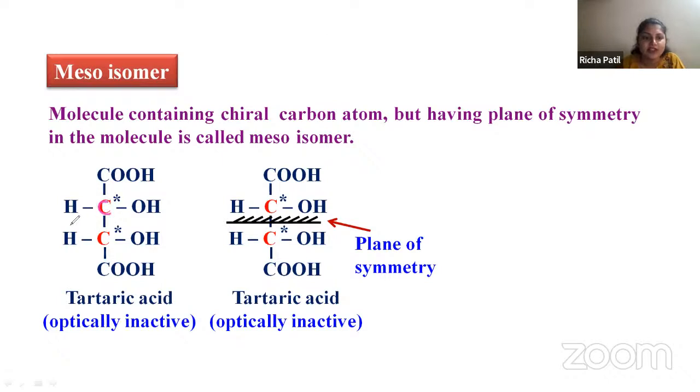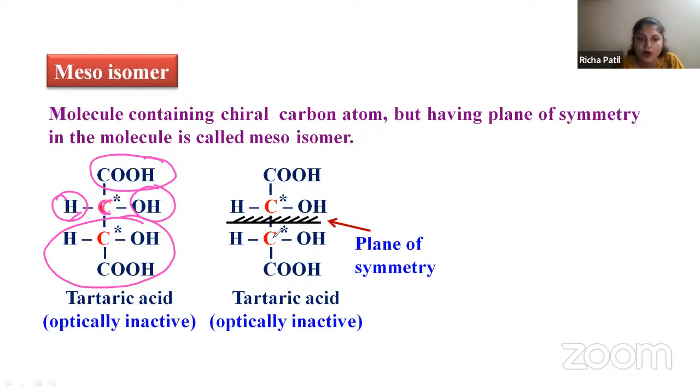So this is a carbon which is having different atoms: this is one atom, this is another, this is a third, and this is a fourth. So this is said to be a chiral carbon. With respect to this, if I talk about this second carbon, this is one atom, this is second, this is third, and this is fourth. So this is also chiral. So the molecule containing chiral carbon atom condition is satisfied, but it must also have a plane of symmetry.